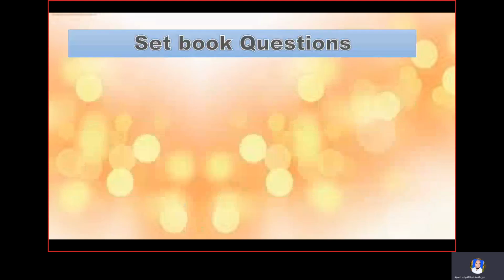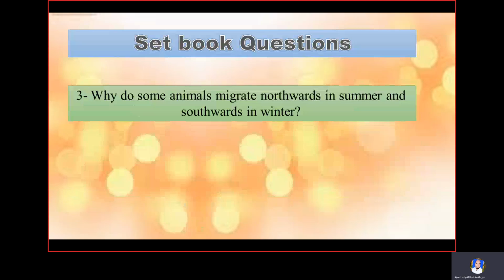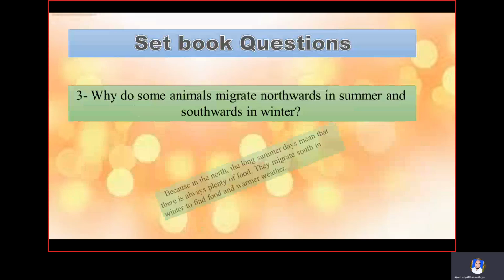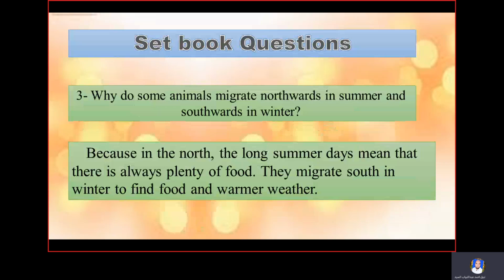Third question. Why do some animals migrate northwards in summer and southwards in winter? Because in the north, the long summer days mean that there is always plenty of food. They migrate south in winter to find food and warmer weather.